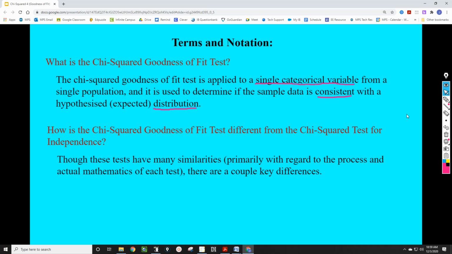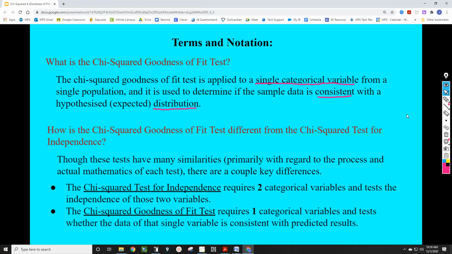For a chi-squared test for independence, we know that we need to have two categorical variables, and therefore we would have a two-way table with multiple rows and multiple columns. And then we're testing the independence of those two variables. Do they affect each other or not? The chi-squared goodness of fit test is only one categorical variable, and it tests whether the results of that single variable are consistent with the predicted results that we have.